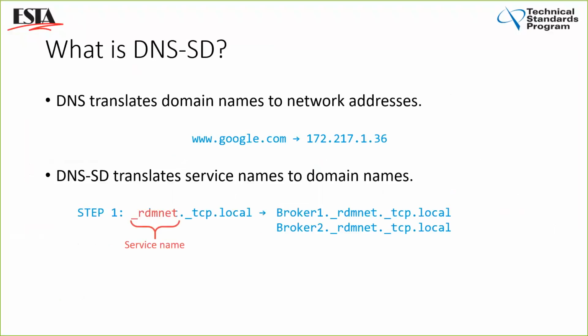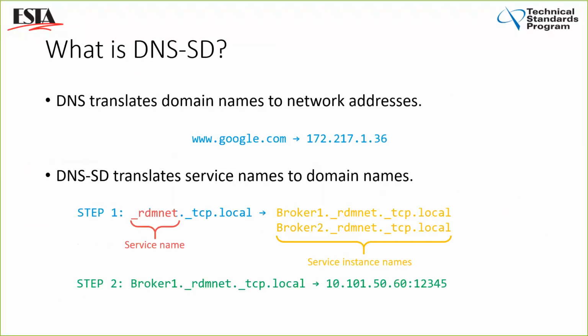So something querying DNS service discovery will say, is there anything out there that provides the RDMnet service? And it may get one or more what are called service instances back. In this case, each service instance will be an RDMnet broker. This is what I meant by everything discovers the broker, right? And then the second step of DNS service discovery is to choose one of those service instances, and then you can translate that into an IP address, just like in traditional DNS.